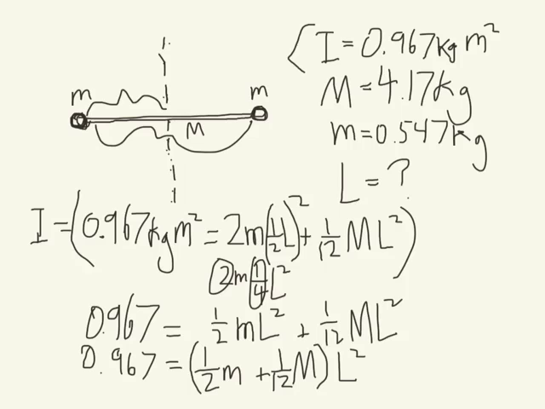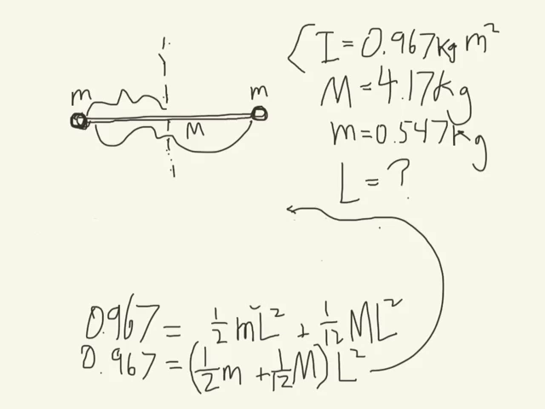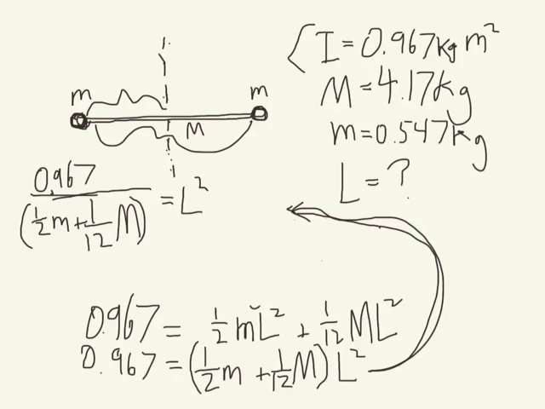So we just write that a little bit differently. And then we see that we can just divide both sides by half little m plus 12th big M. Alright, I'm running out of room, so we're going to come back up here. And this is what we get after dividing both sides by the half m plus 12th big M. And we've almost solved for L. We solved for L squared, so we just have to take the square root of both sides. Square root of this equals L.